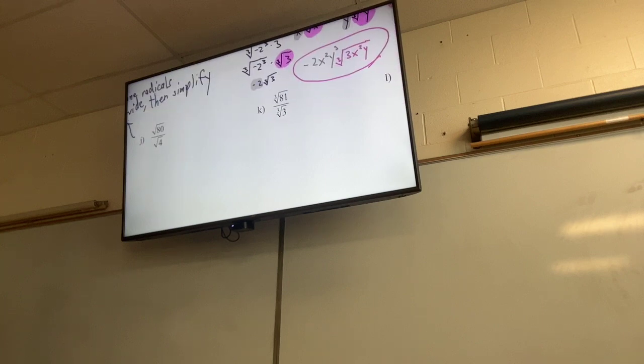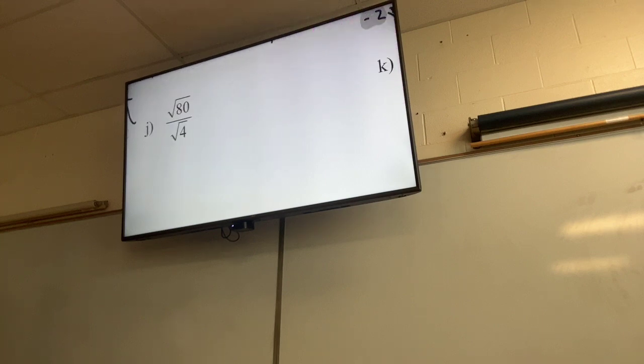So let's combine our radicals. So square root of 80 over square root of 4. You can do that, right? You can do them separately. It's easier if you just write it as one big radical first. Becomes square root of 20, which is 2 root 5. Right, we did that up above.